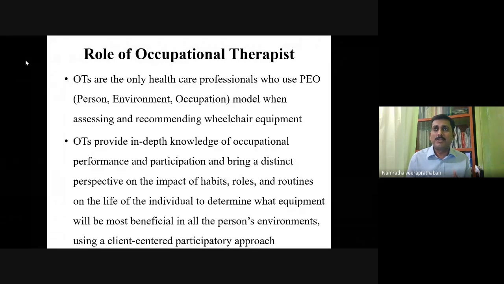That is, what piece of equipment will really better suit him in different types of environments, using a client-centered approach. Okay, so if you know this role clearly, there will not be any role confusion. There will not be any issues when you are dealing with a multidisciplinary team. All right.